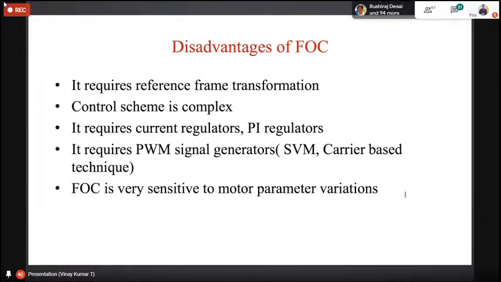It requires reference frame transformation, it requires Clarke transformations, it requires inverse Clarke transformations. Control scheme is very complex. PI regulators, current regulators are required, PWM generators are required. FOC is more parameter sensitive. This is one of the drawbacks of the FOC. Before selecting DTC, you have to think about parameter sensitivity.